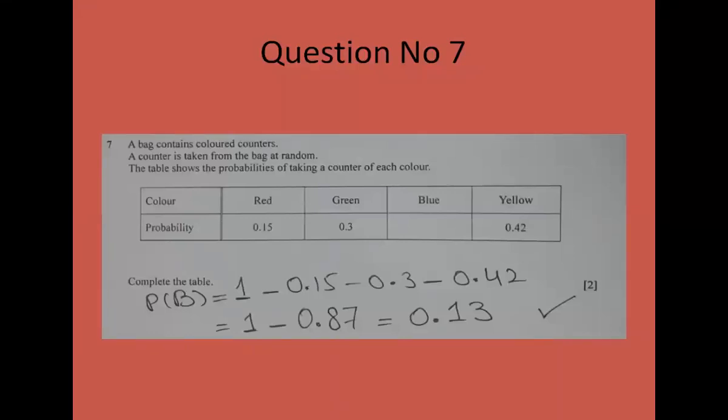So 1 minus 0.15 minus 0.3 minus 0.42. It will be 1 minus 0.87, and that will be 0.13. So the probability of getting a blue is 0.13.